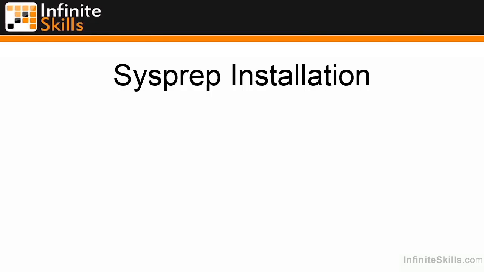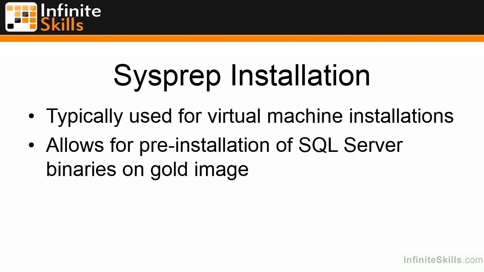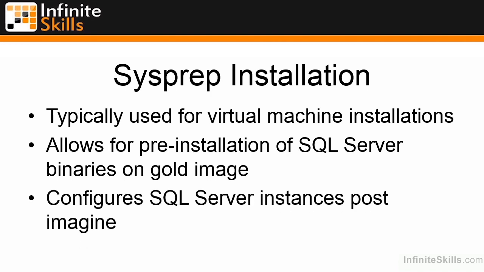When we want to use SysPrep to do our installation, this is when we're going to want to work with multiple virtual machines, when we're going to create a base template machine which we're then going to clone out to other virtual machines. We can use these for physical servers as well, although this is typically used for virtual machines more than anything else. What this does is it allows for the pre-installation of the SQL Server binaries, or the bits, to create a gold image. We then take that gold image and clone it out, making all the various virtual machines that we want to use. Once we've got the bits installed, we can then create the actual instance itself post-imaging.